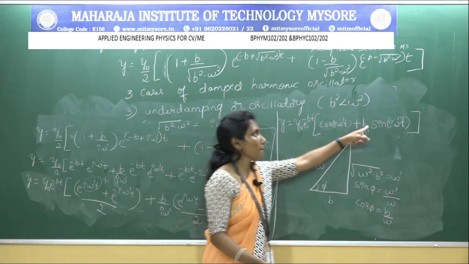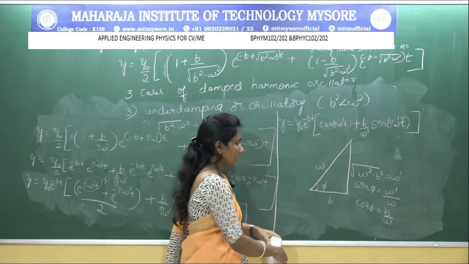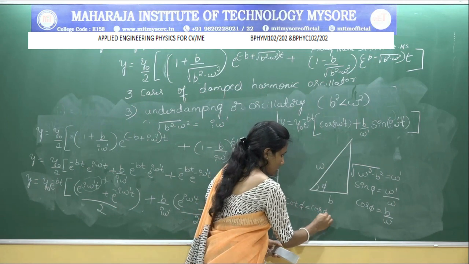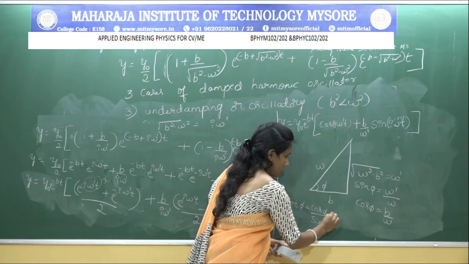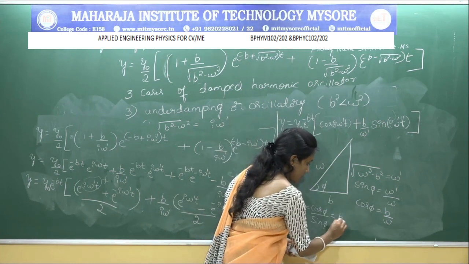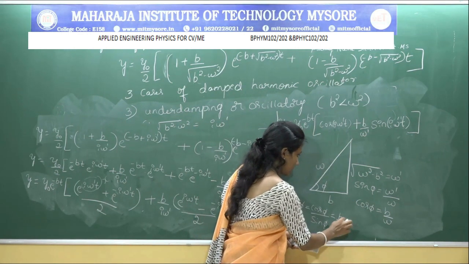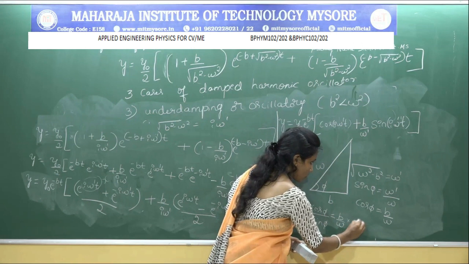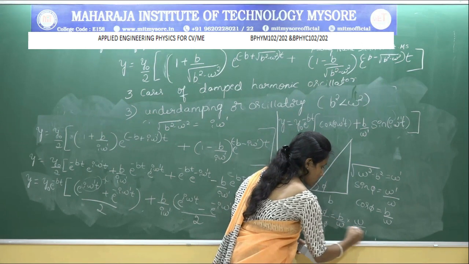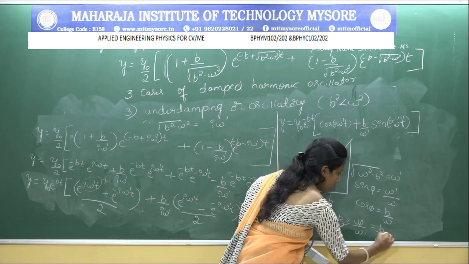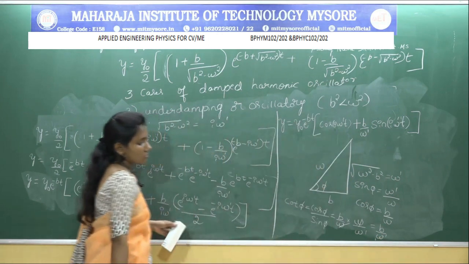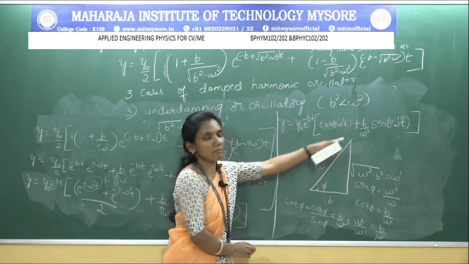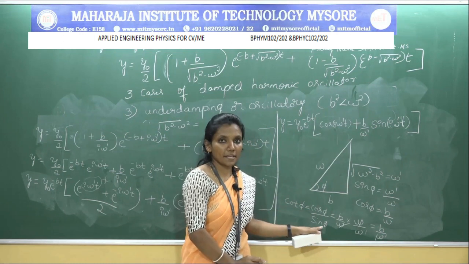But we want b by omega prime. So just write it for cot phi. Cos phi by sin phi: cos phi is b by omega, and sin phi is omega prime by omega. So here omega will get cancelled, and we will get b by omega dash. So that b by omega dash we can substitute with cos phi by sin phi.